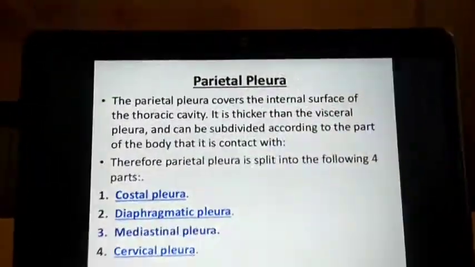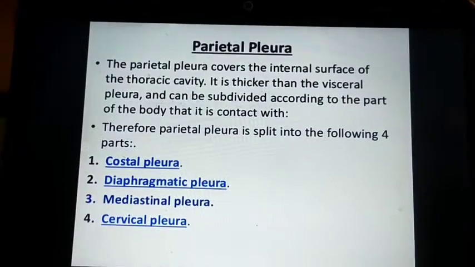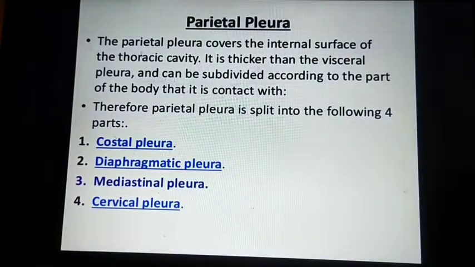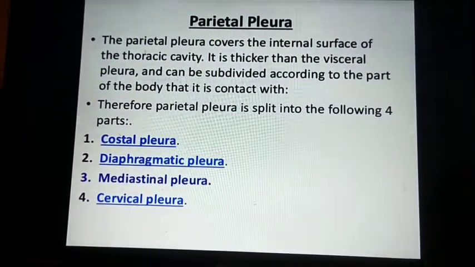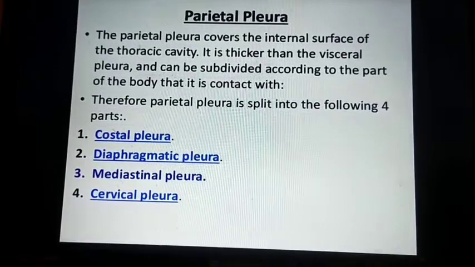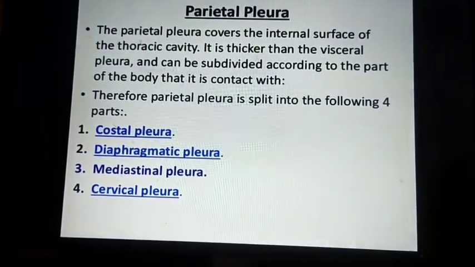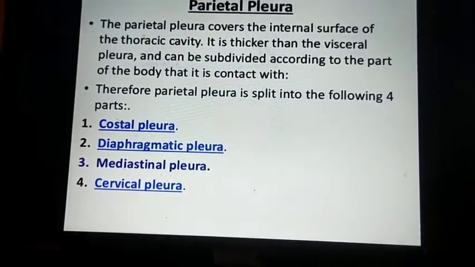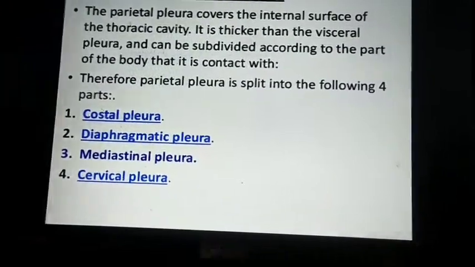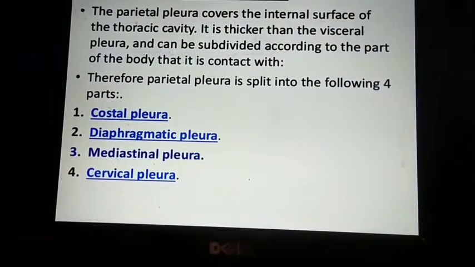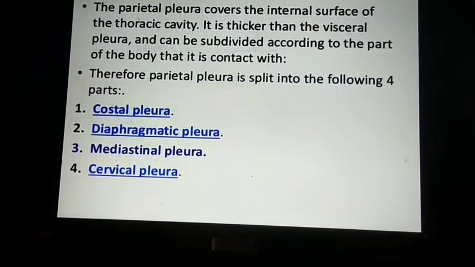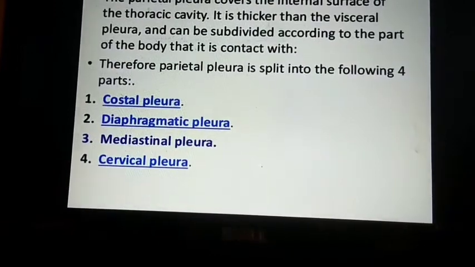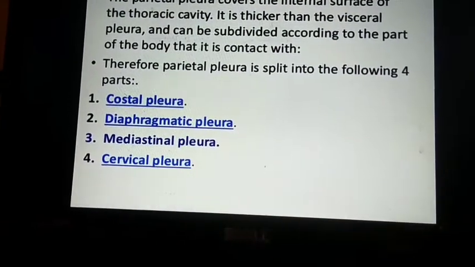Now we can go to the parietal pleura. The parietal pleura covers the internal surface of the thoracic cavity. It is thicker than the visceral pleura and can be subdivided according to the part of the body it contacts. Therefore, the parietal pleura is split into the following four parts. Costal pleura: costal means it is attached to the ribs, the internal part of the thoracic cavity. It is attached to the ribs or costal cartilage.